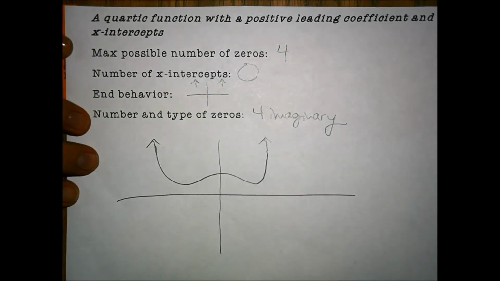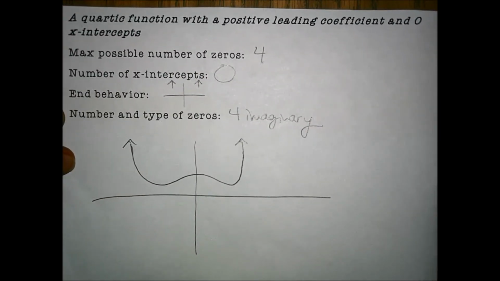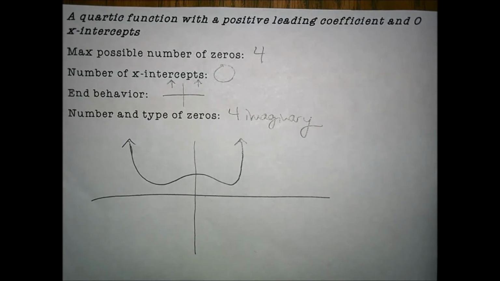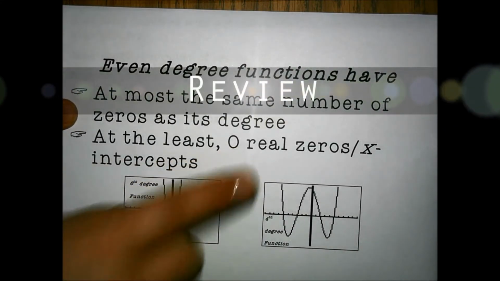Quartic function with a positive leading coefficient and 0 x-intercepts. This one is possible. Even degree functions can have 0 real zeros because of their end behavior.